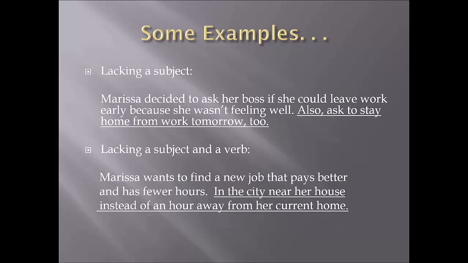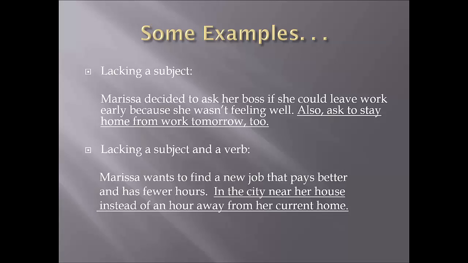Here are some examples. The first one lacks a subject. Marissa decided to ask her boss if she could leave work early because she wasn't feeling well. Also asked to stay home from work tomorrow too. The underlined word group here is not a complete sentence because it is lacking a subject. Who did this asking? Presumably, Marissa did the asking. However, she is not represented by a word in that second word group.